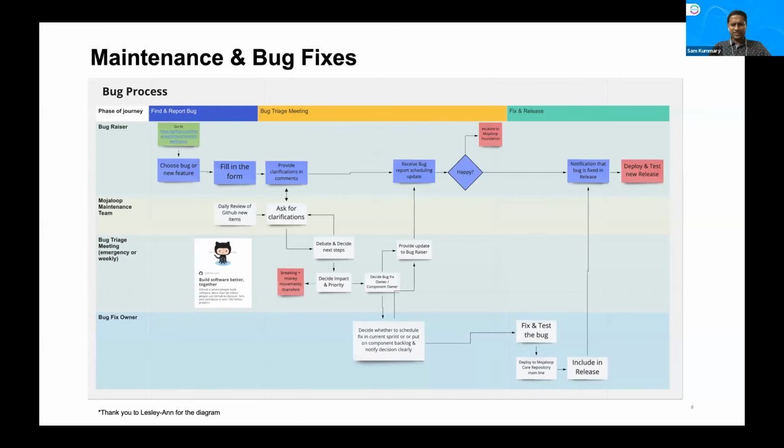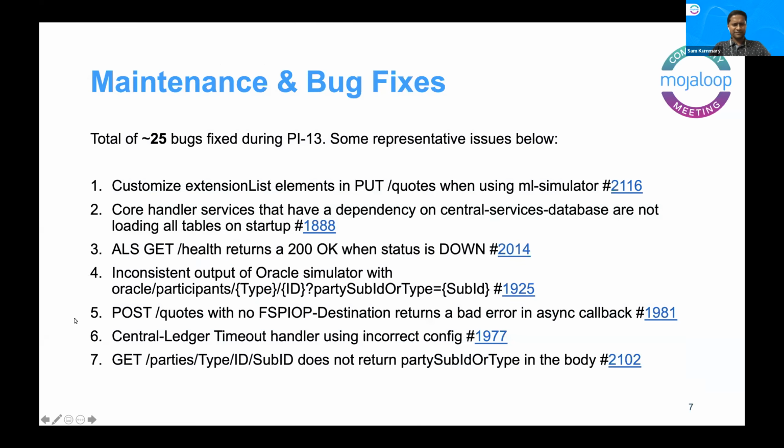So we have a bug triage meeting. Usually these happen twice a week, and we look for new bugs and triage them. And then we identify owners, or there are volunteers who can take those and fix them. Then they're fixed and released. You can look at this in detail when we publish this in the documentation artifacts report.